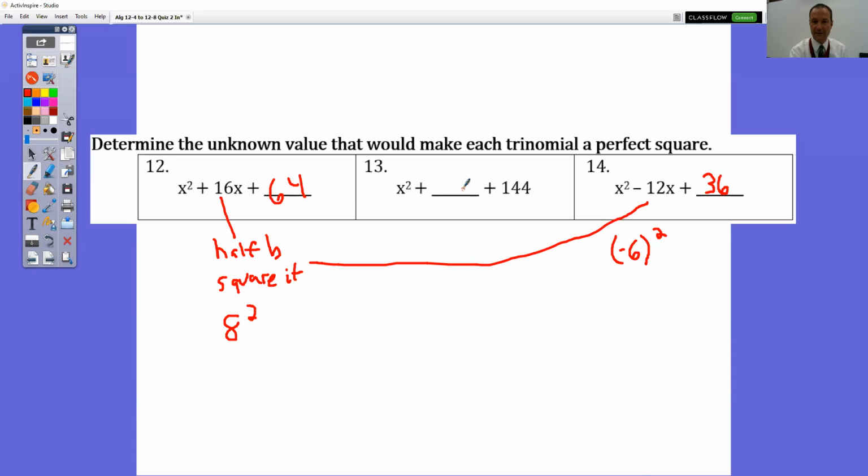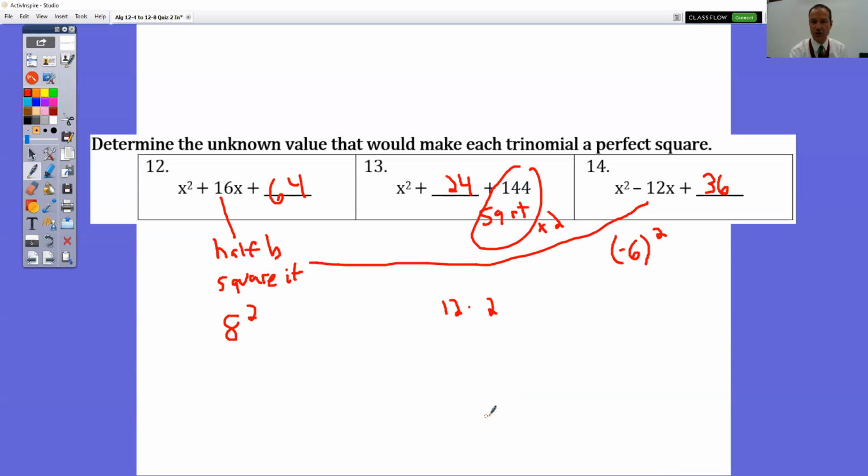When you're looking for the B value here, this is a perfect square. All right, the C value is a perfect square. So you want to take the square root of your C value and then multiply it by 2. You're basically doing the opposite of this. You're taking the square root of 144. Square root of 144 is 12. 12 times 2 is 24.